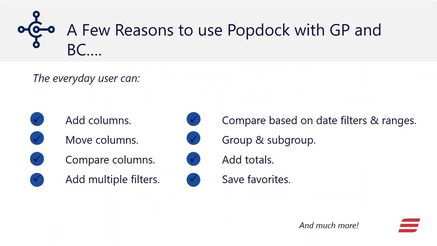As you can see, the functionality that we could do, I was adding columns, moving columns, comparing them, lots of filters, data ranges, grouping, subgrouping, adding totals, saving favorites, and sharing it. It's that core functionality. But what I love about it is it means I don't have to go to IT. And more for me, I don't have to log into each of these applications to get the data. I literally haven't logged into GP in 2 years because all of the data I need to run our business is available to me in PopDock. That's where I go to get the data.